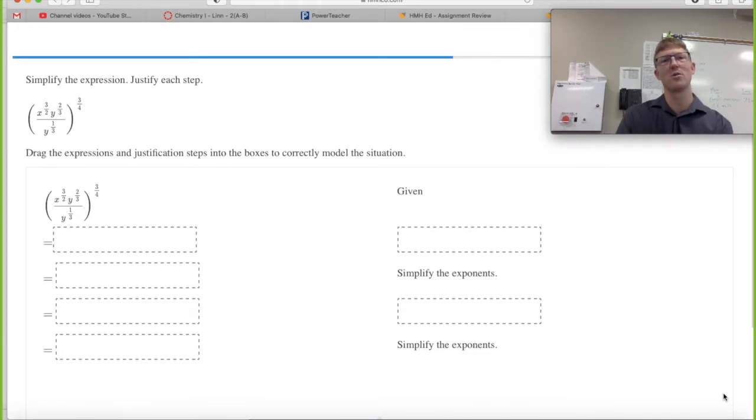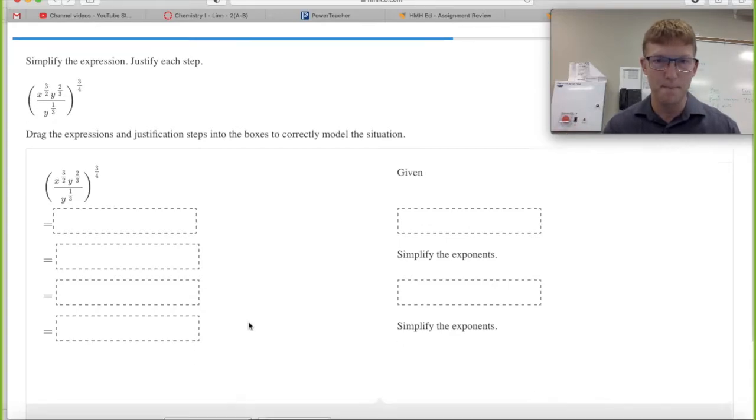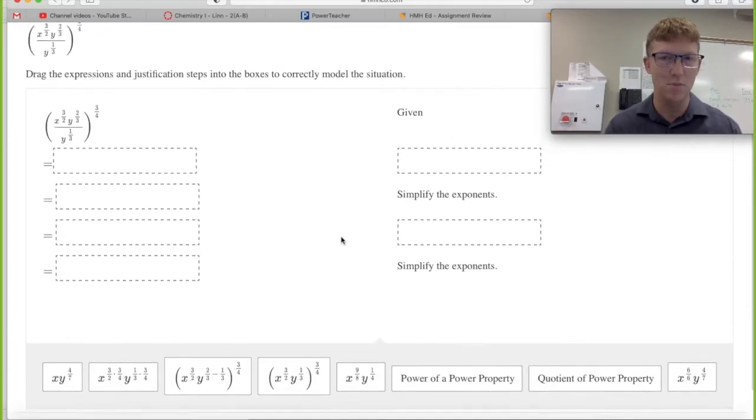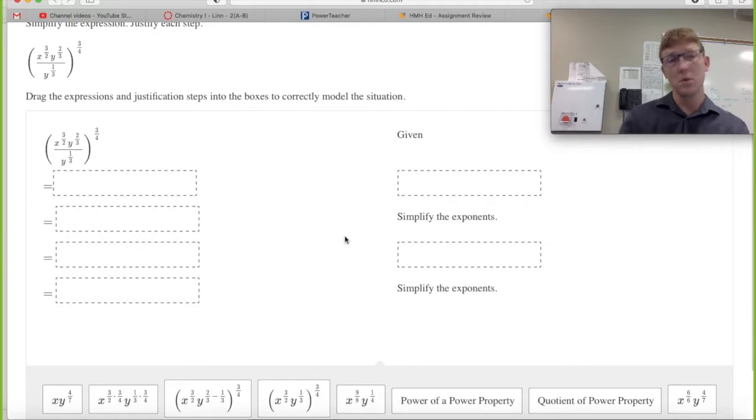Oh, this is so cool. Simplify the expression. Oh, we have to justify each step. That's gross, because there's so many different ways that you could start. Well, let's see what they got. Actually, I guess it doesn't matter. No matter what, you should start on the inside of the parentheses. I'm going to start on the top because I can.